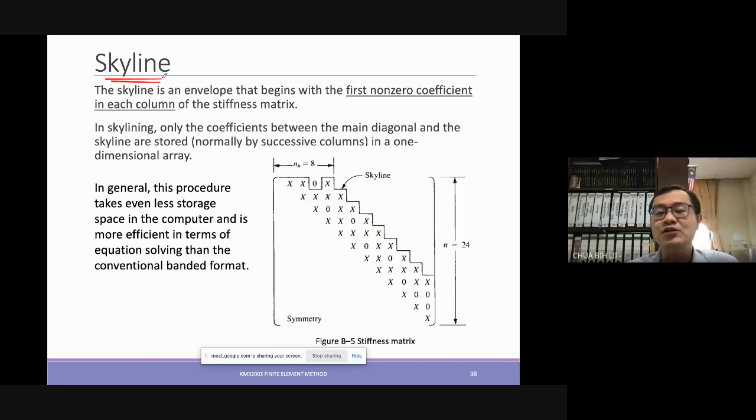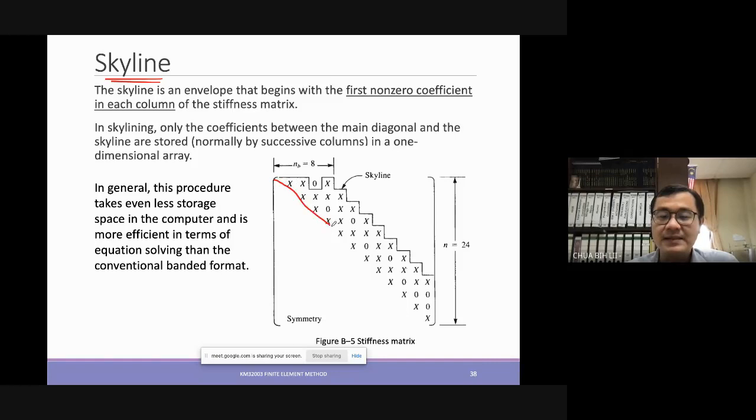They may not state it to you, but this is what people have studied and how they can implement it in the finite element software. So for the Skyline method, it's very similar to the banded one, but the way we form the Skyline now depends on this.